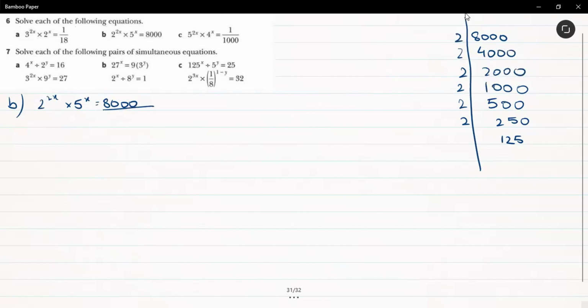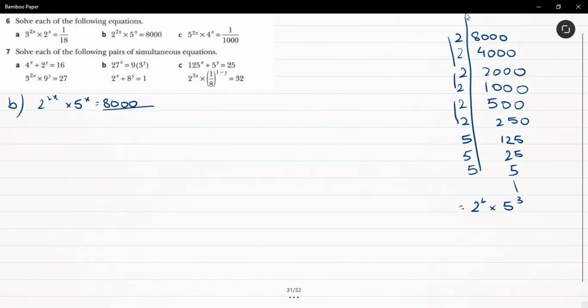And now I think we need it in terms of 5. So 5, 25 is 125, 5 5 is 25, 5 is 5. So what we are getting here is 1, 2, 3, 4, 5, 6: 2 raised to the power 6 multiplied by 5 raised to the power 3 is equal to 8,000.